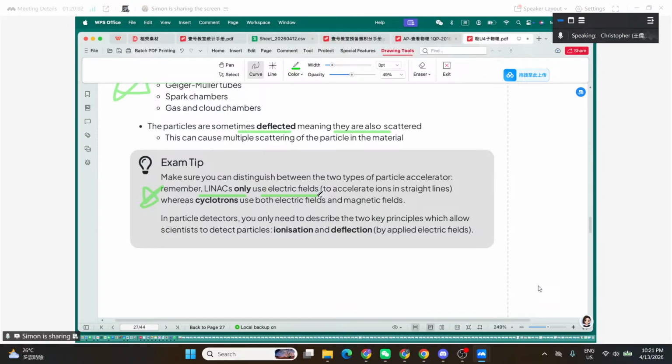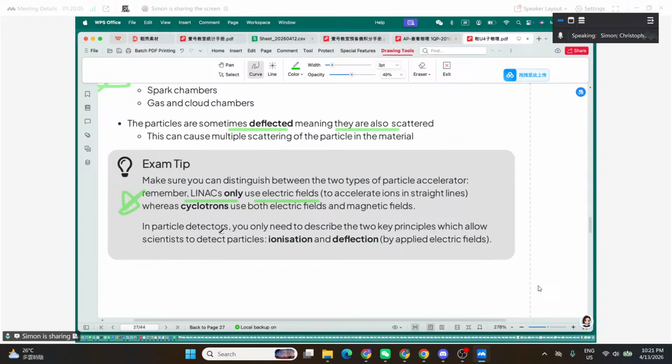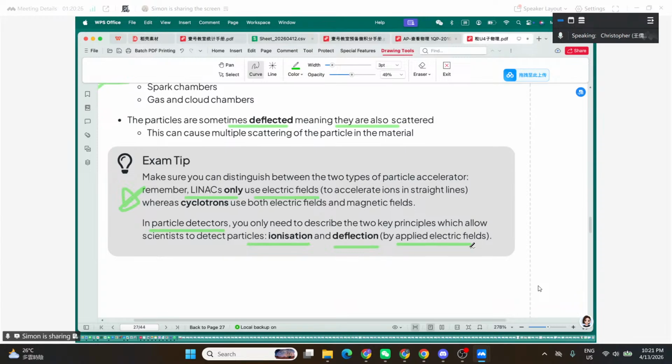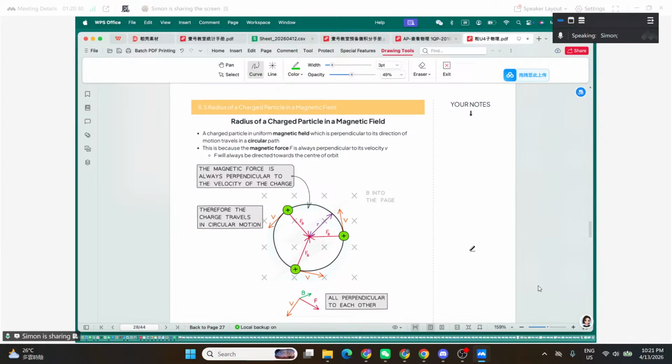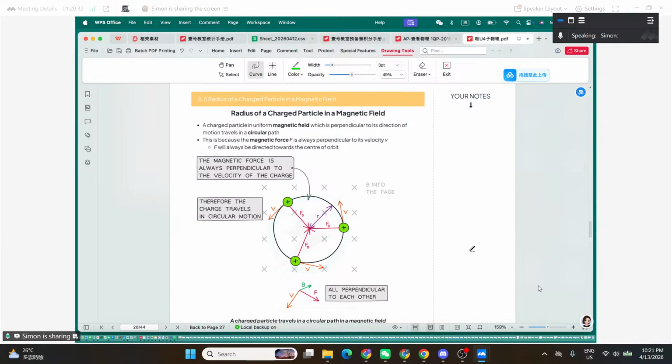No problem. And in the particle detectors, we use two words to describe them. The first is ionization, and the second is diffraction, but applied by the electric field. Understand now? Okay, and look at this one.